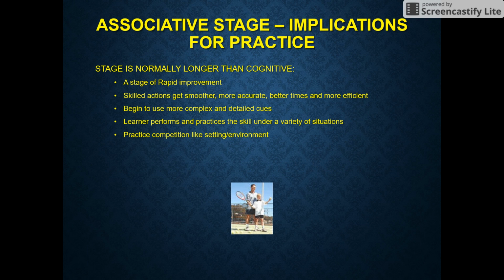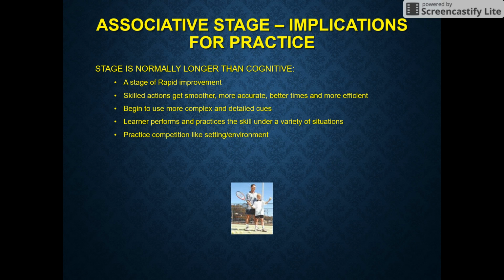Normally, learners tend to spend more time in the associative stage than they did in the cognitive stage. However, this is not true for all learners. Now, the associative stage is a stage of rapid improvement. That means you'll definitely be able to see a constant improvement as long as the practice continues. The skilled action gets smoother, accurate, better timed, more efficient as you start to focus on those sequence and that timing of the skill itself.